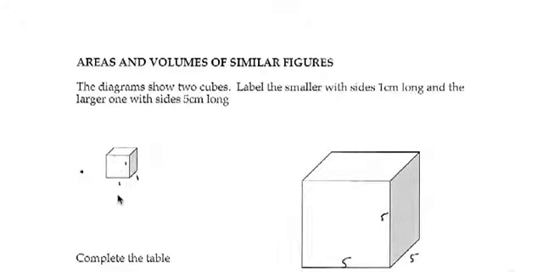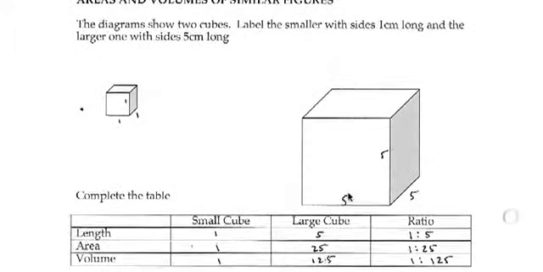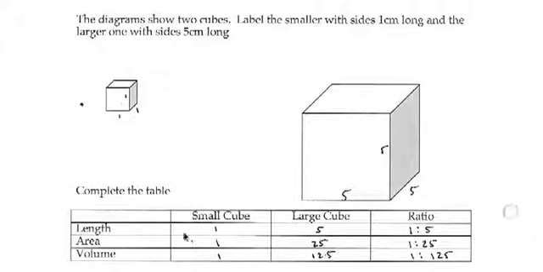And if we look at volume, the volume of this one was 1 times 1 times 1. The volume of this one was 5 times 5 times 5, which is 125. So although lengths have increased by 5 and areas have increased by 25, volumes have increased by 125. So when we put that into a table, we can see that the ratios relate like this.